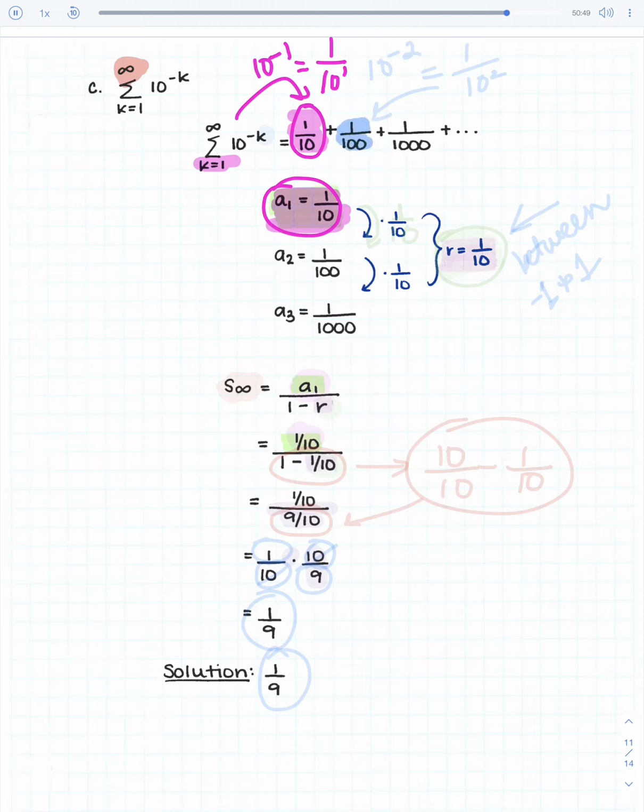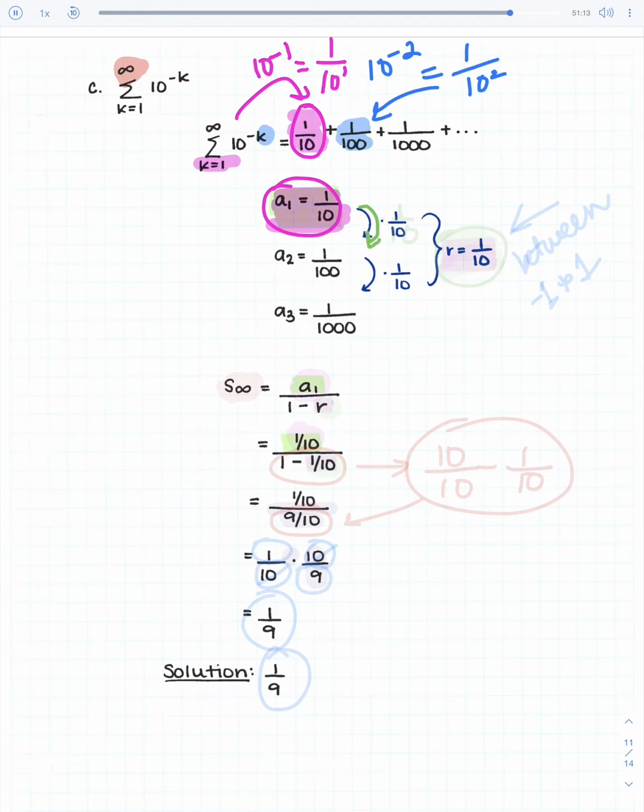Now, notice your second term is when you plug in 2 for k. You'll get 10 to the negative second, which is 1 over 10 squared, which is 1 over 100. So the question is, how do you get from the first term to the second term? How do you get from 1 over 10 to 1 over 100?